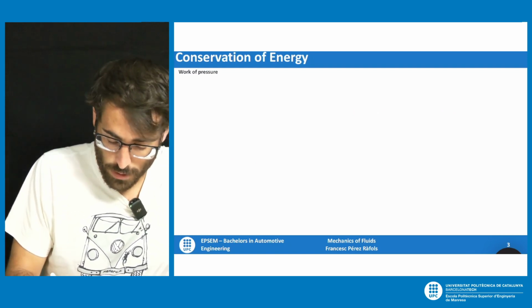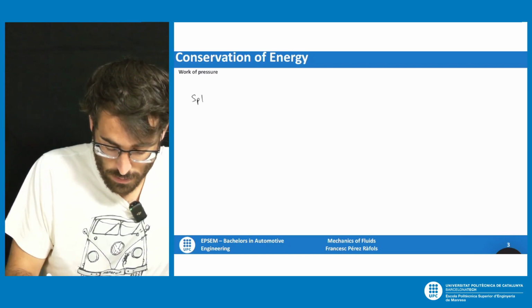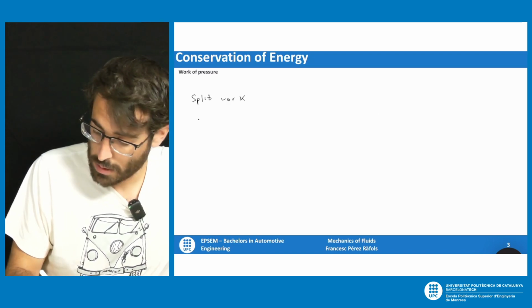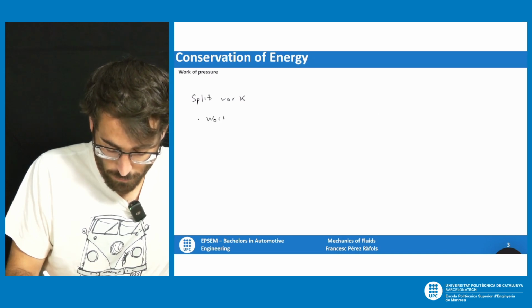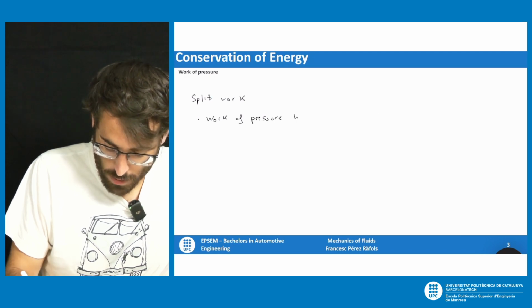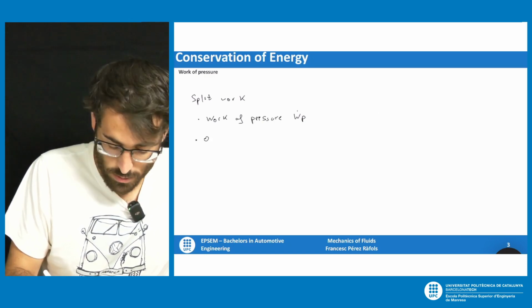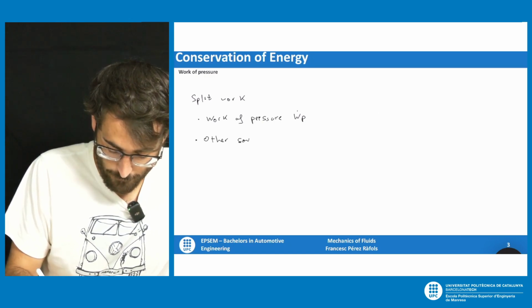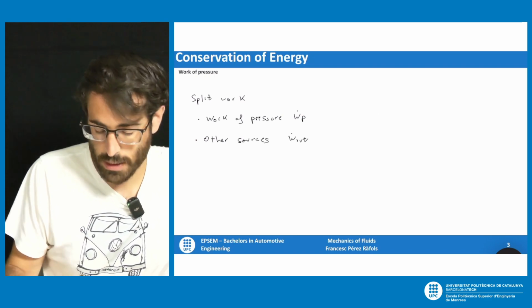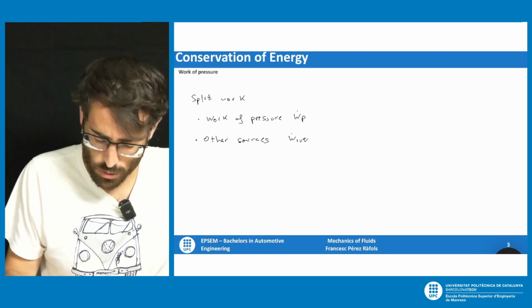And what we're going to do is work with what's called the work of pressure. So we will split the work. We will consider two things. The work of pressure, which we will call WP, and the rest, all the sources. That, although it might be a bit confusing initially, we will still call W out, so as not to have to change too much the notation.